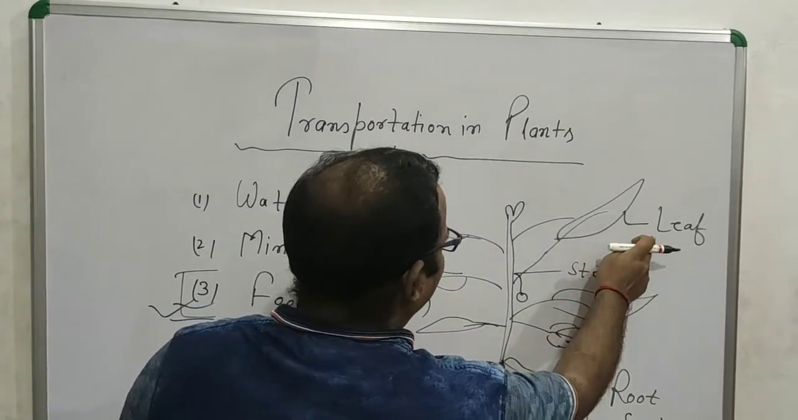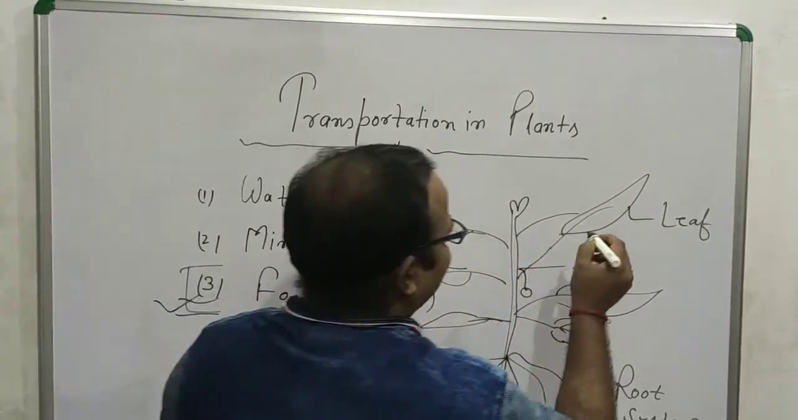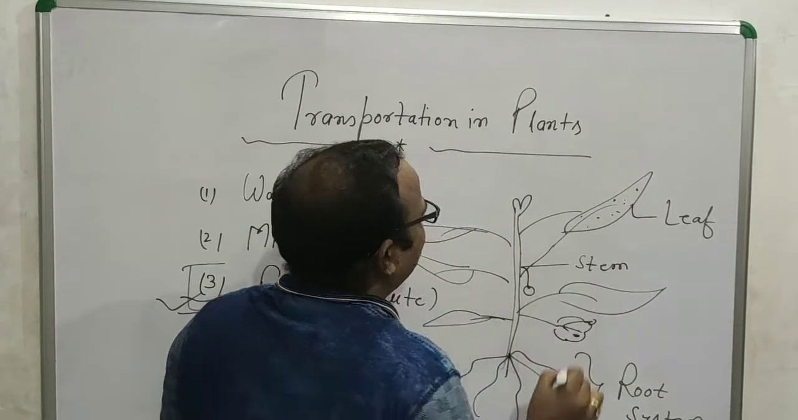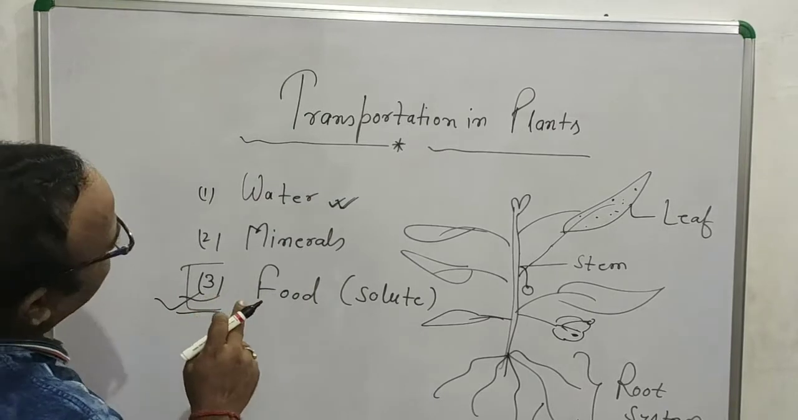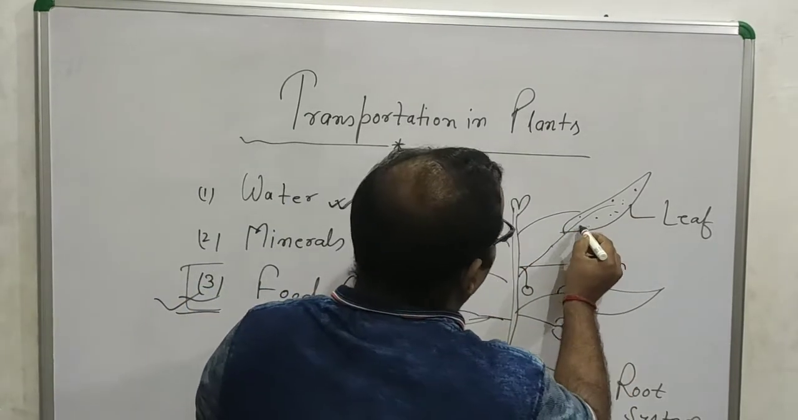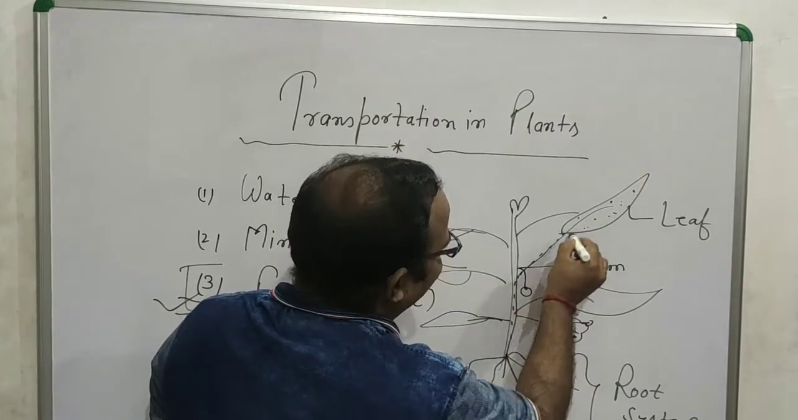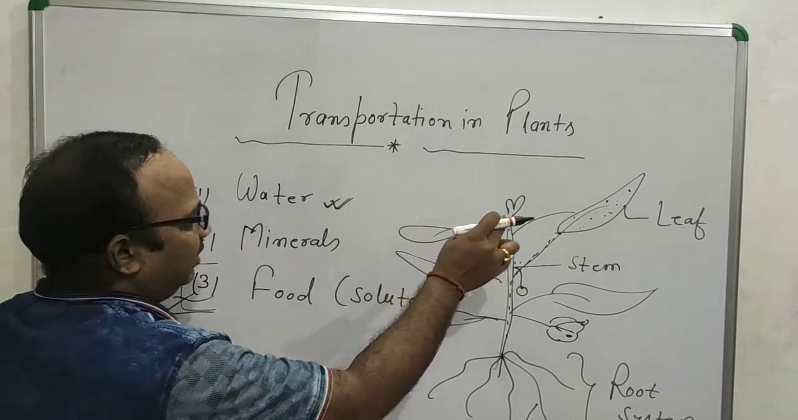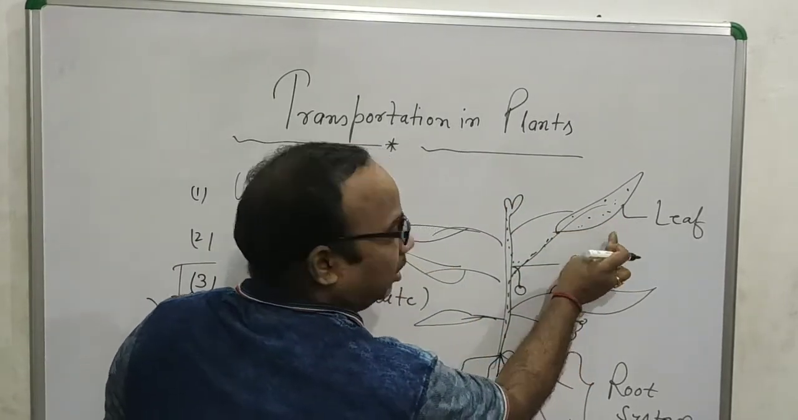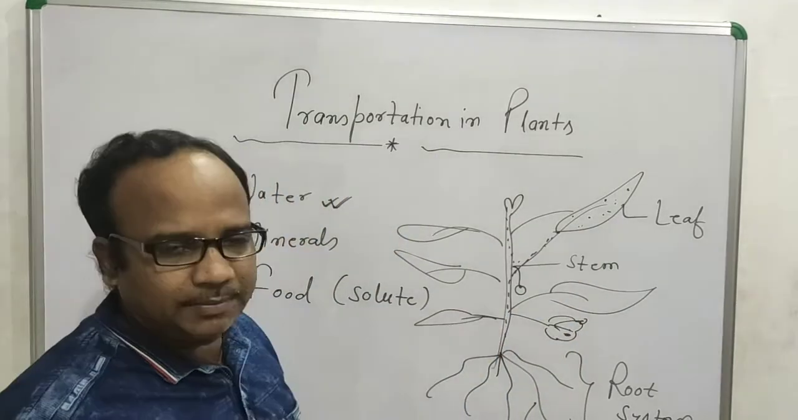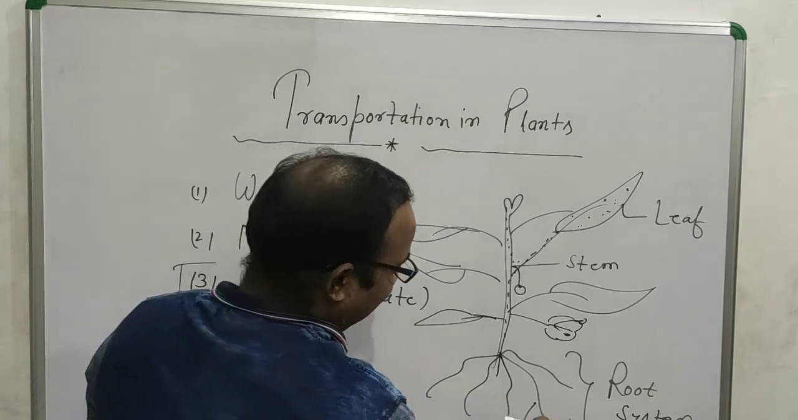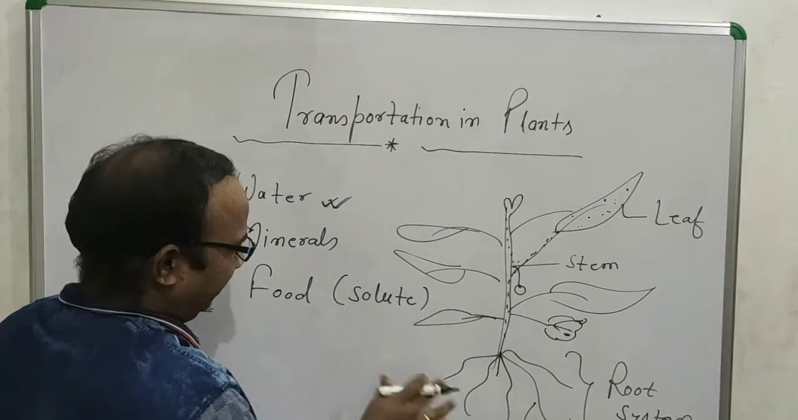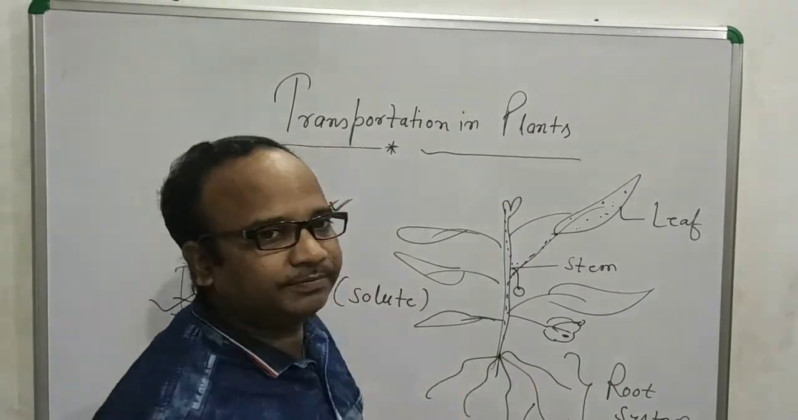Then, what happens in the leaf? As a result of photosynthesis, the food is being prepared here. The food is being prepared, and this food is being transported downward as well as upward. So, transport of food takes place from the leaves to the different parts of the plant, and transport of water takes place from the roots to the different parts of the plant, as well as the transport of minerals also takes place from the roots to the different parts of the plant.